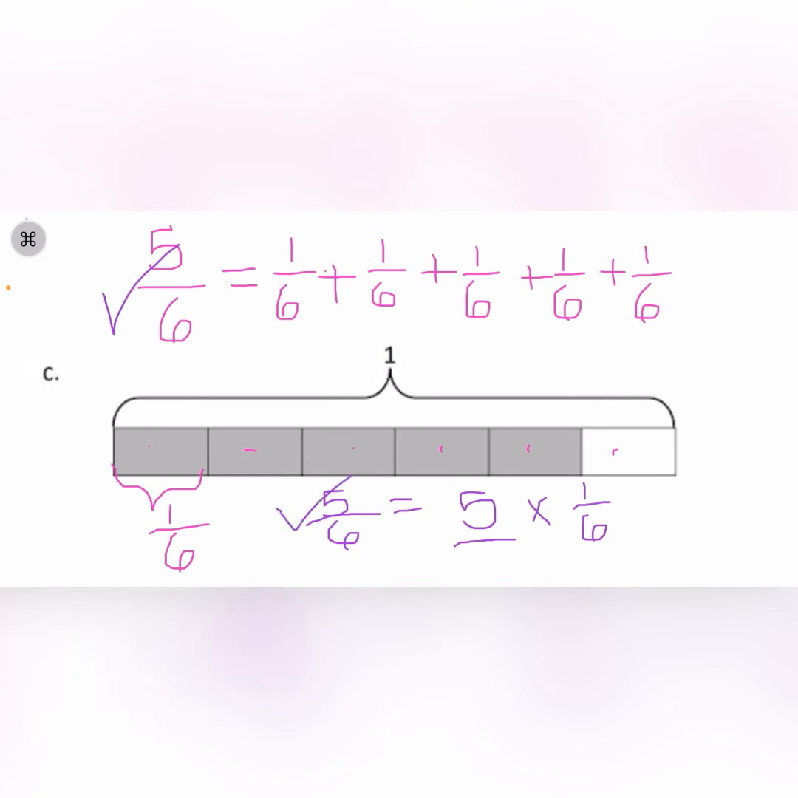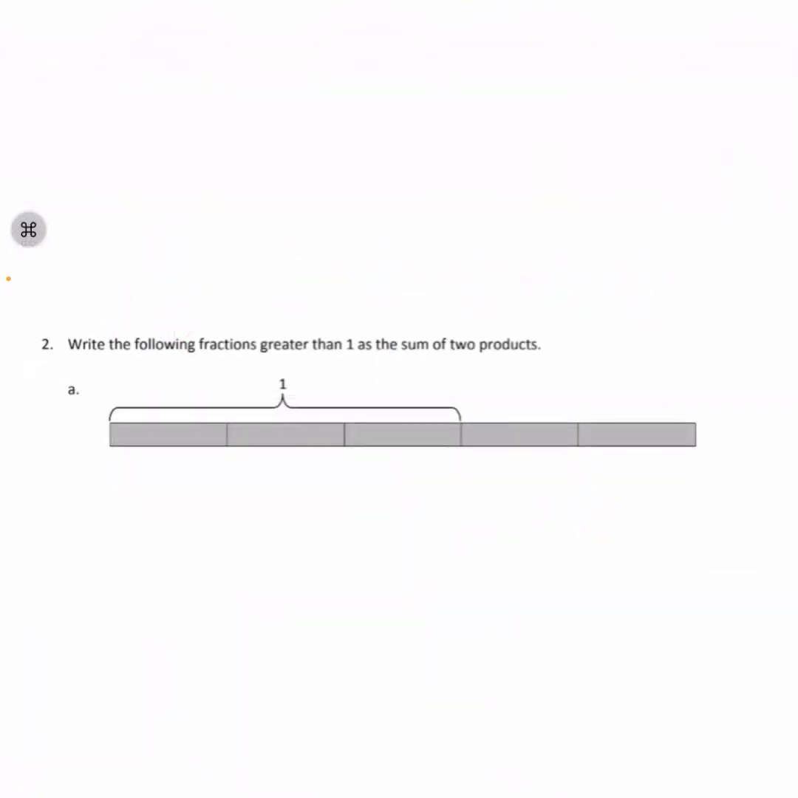And that's it. You wrote the sum of unit fractions up top, and you wrote the equivalent multiplication sentence on the bottom. Our next problem says, write the following fractions greater than 1 as the sum of 2 products. If you look at this tape diagram, you look at the lines and the number 1, you can see that this fraction continues after the number 1. That means we're working with an improper fraction. That's a fraction where the numerator is going to be larger than the denominator.